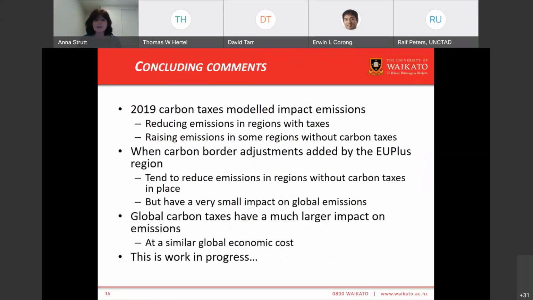So just to summarise then, the 2019 carbon taxes that we modelled reduced emissions in regions with taxes and raised emissions in regions without taxes. When we added those carbon border adjustments, they tended to reduce emissions in regions without carbon taxes, but had a fairly small impact on global emissions. The global carbon taxes had a much bigger impact on emissions at a much smaller economic cost.